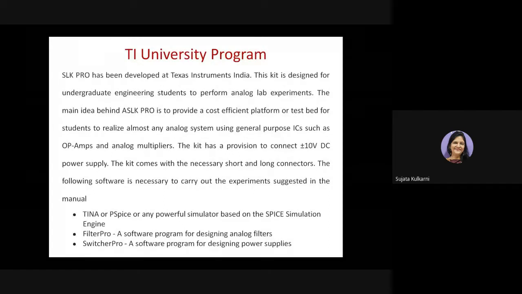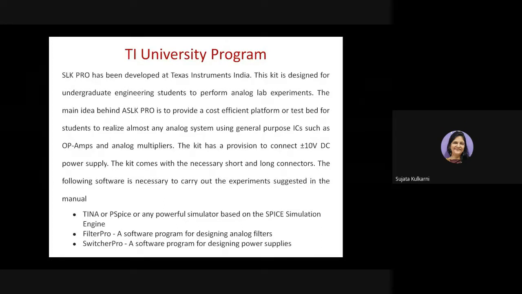Second is the Texas Instruments university program. In India, they have started what is called SLK Pro, but it does not cover all the subjects. They have started with a few subjects, for example, linear integrated circuits. It's a nice product, and of course a low-cost product. Their manuals are good, undoubtedly. Even some IIT professors contributed to this product.